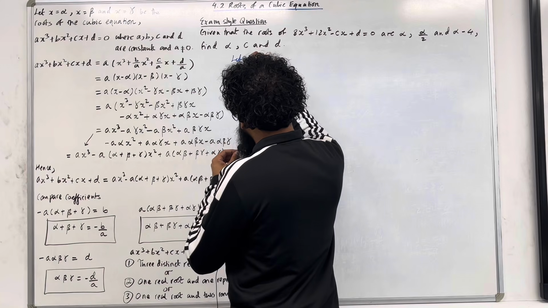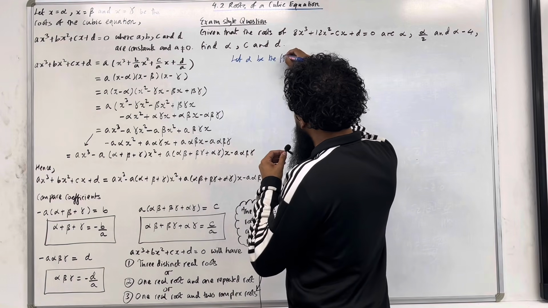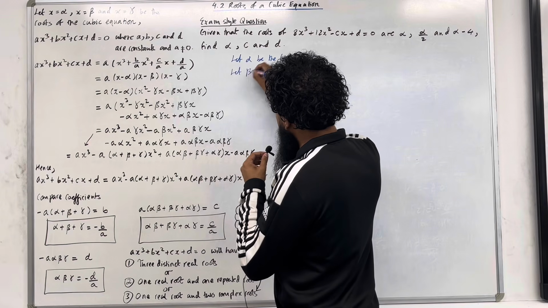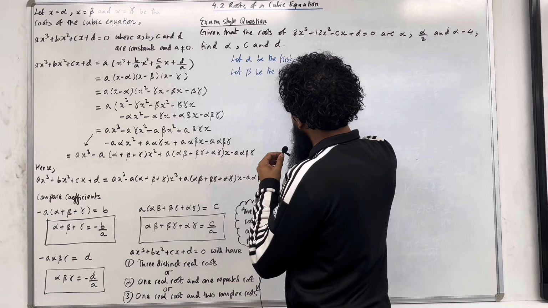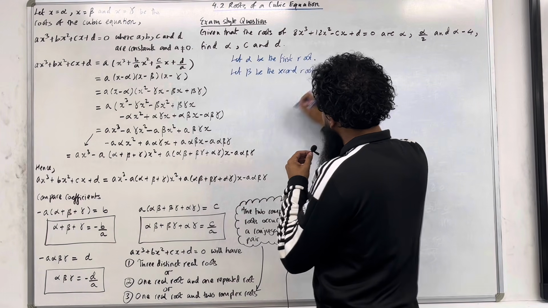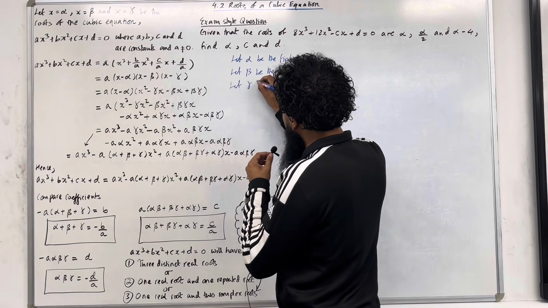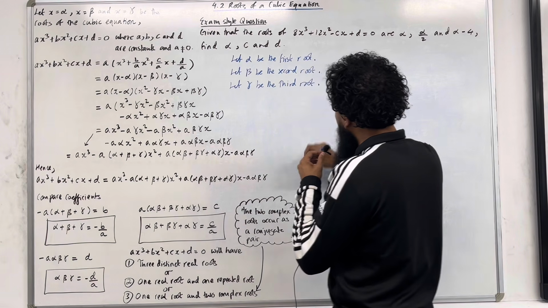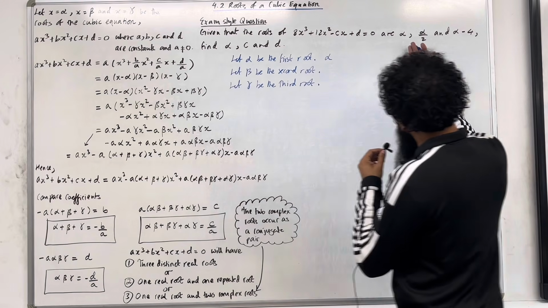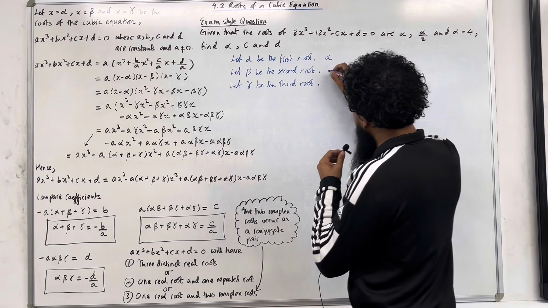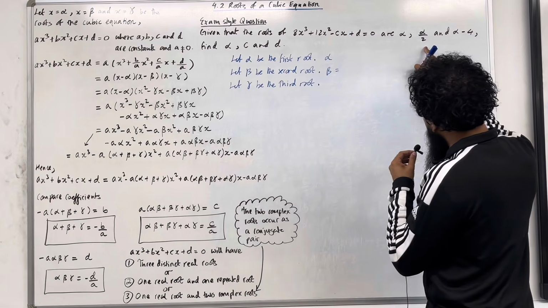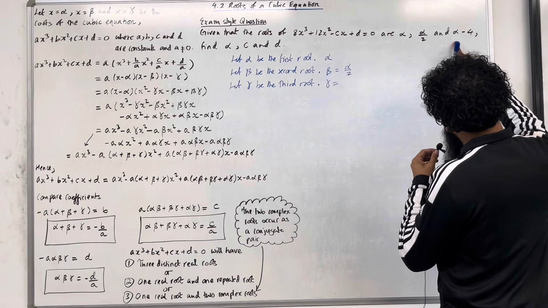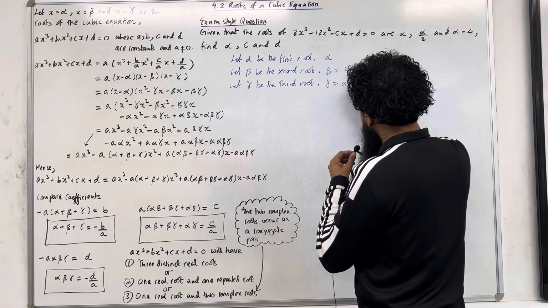Let alpha be the first root. Let beta be the second root. Let gamma be the third root. Now we're going to call alpha, just the alpha, that's the first root. We're going to call beta, alpha over 2, the second root. And we're going to call gamma, alpha minus 4, the third root.